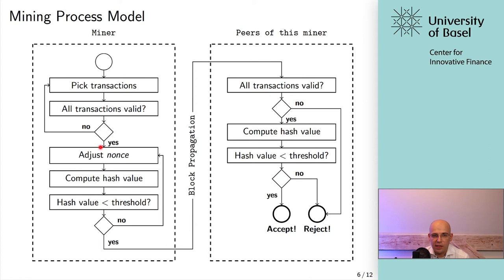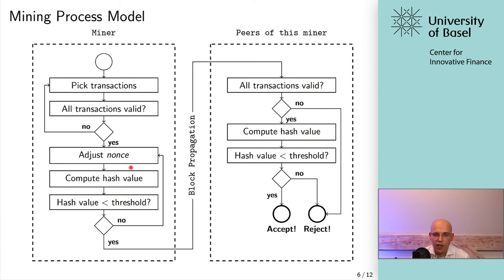We adjust something called nonce. For now, you only have to be aware that this is a number you can choose randomly. It doesn't really matter. I will come back to that once again. Then once you have this nonce in there, that is also part of the block header, not block header hash yet, you compute the hash value on the basis of this block header. So with all the contents, with the transactions, but also on the basis of this nonce.